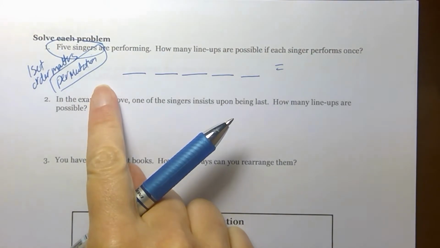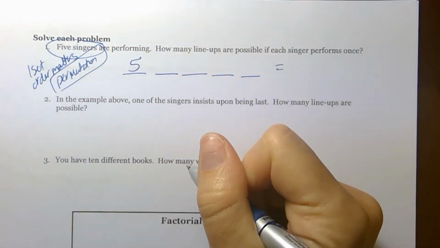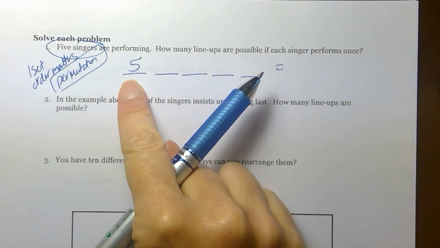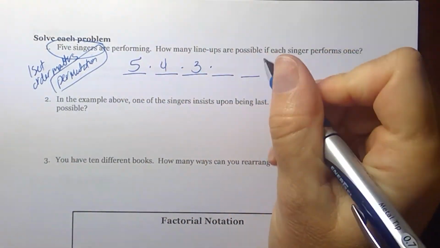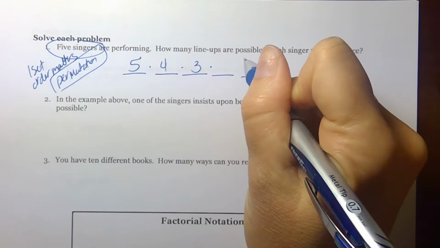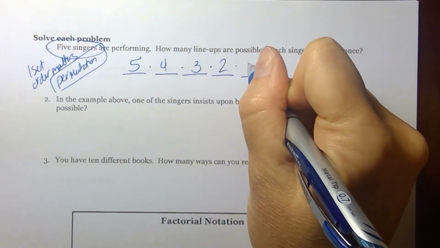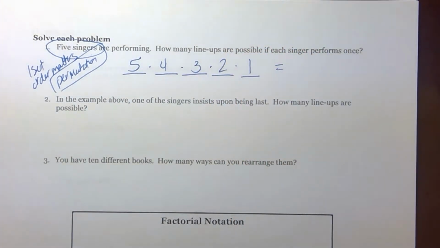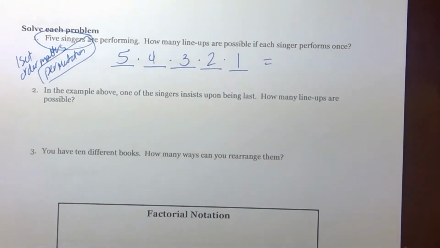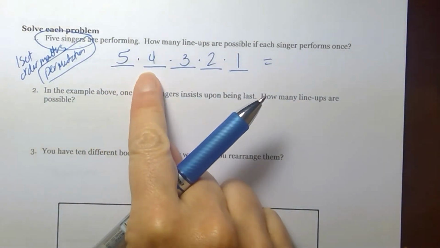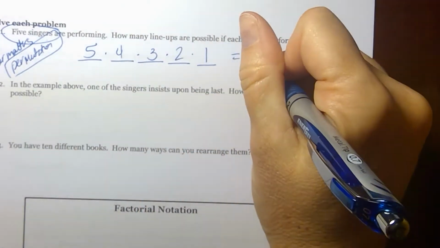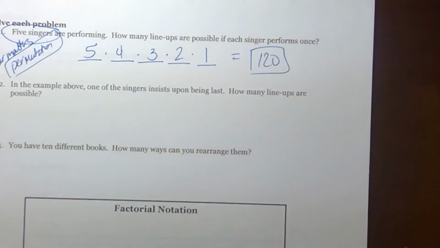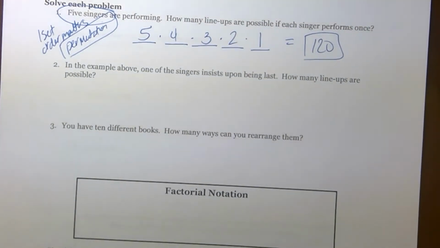I've got all 5 singers to pick from for the first singer. Then that first person has sung. There's only 4 people left who can go second, and then 3 people left who can go third, 2 people left who I can choose to go fourth, and then we've got that one last person who has to go last. When I type this into my calculator, 5 times 4 times 3 times 2 times 1, I get 120 different ways I could line up those 5 singers.